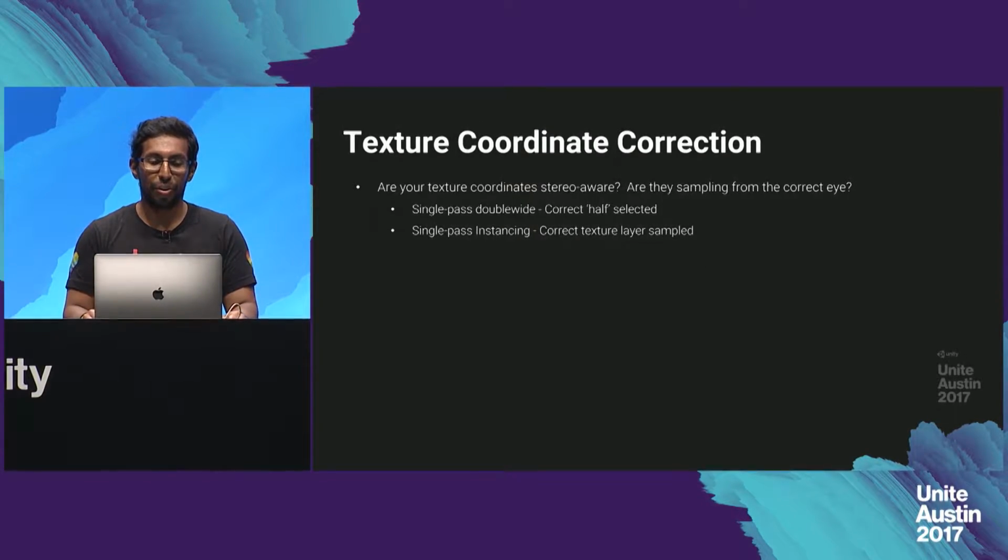So starting with every programmer's true love, texture coordinates, we have a pretty simple question to ask. Are our texture coordinates correct for stereo, and are they sampling from the correct eye? For double wide, we want to make sure we're sampling from the correct half. And for instancing and Android single pass, we want to make sure that we're selecting from the correct texture layer.